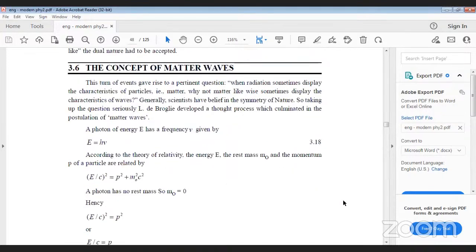Next, what is the concept of matter waves? This is also a short question. If there is matter, you need to understand that definitely it consists of mass. When radiation sometimes displays the characteristics of particles, that is, particle means definitely there is mass. Matter means mass. So why should matter not likewise sometimes display the characteristics of waves? So here, according to de Broglie, the matter waves.